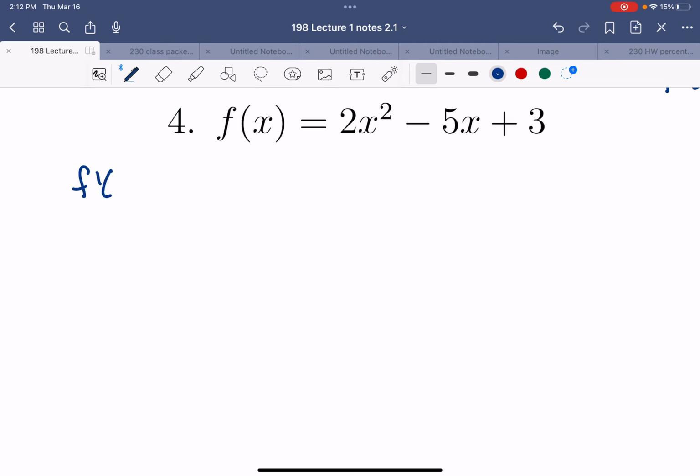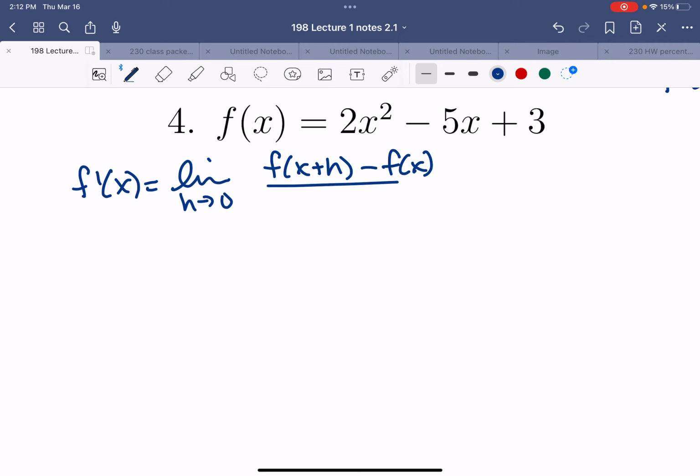So f prime of x, I'm going to write it out again. The more times you write it out, the more you remember it. The limit as h goes to 0 of f of x plus h minus f of x, but I'm probably putting it on my note card just in case.